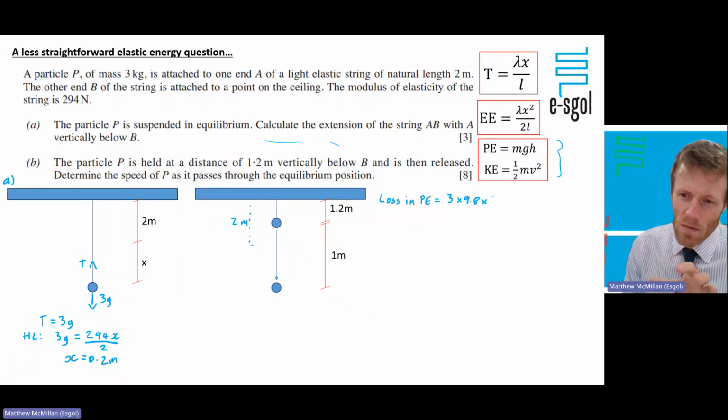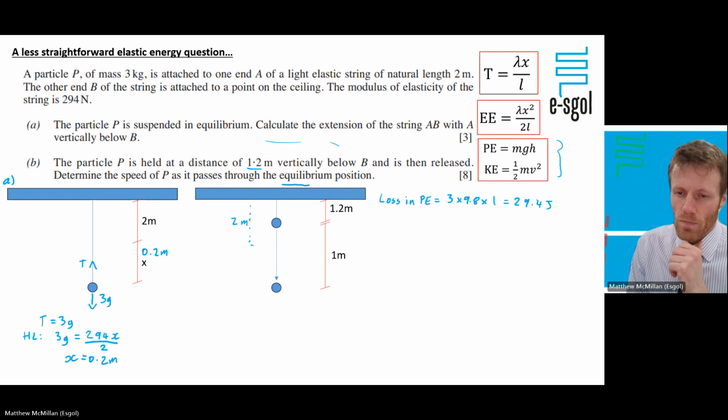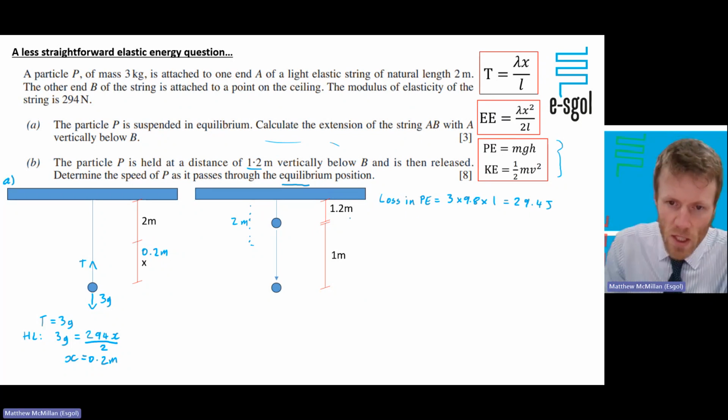And really, I'm kind of saying how much height it is losing. So it's falling by 1 meter, because it starts at 1.2 and then it says work out the distance to the equilibrium position, and I've worked out that this is 0.2 meters. So 2 plus 0.2 would be 1.2, so it's an extra meter further, and that's why I'm using 1 as my distance that it's going to travel. So that's 29.4 joules, the loss in potential energy.